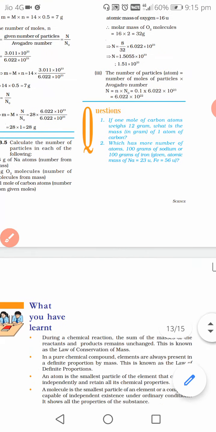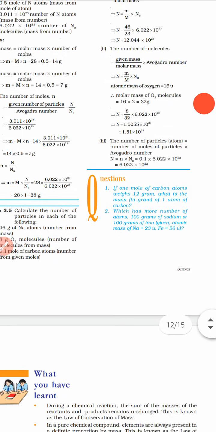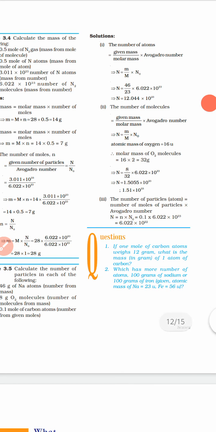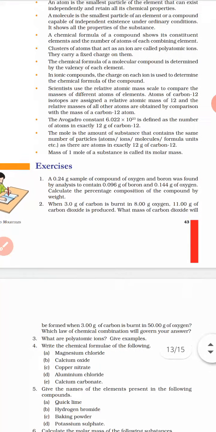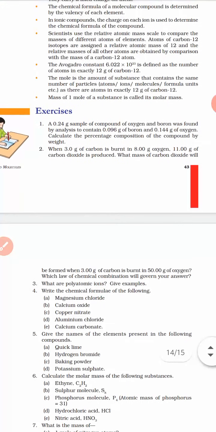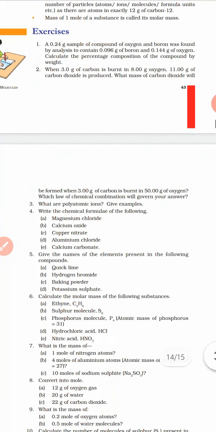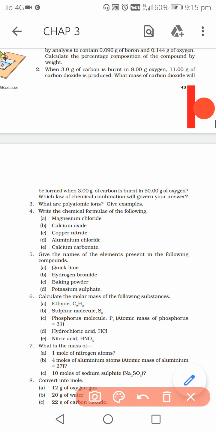So all the questions given inside your chapter, that much we discussed. Next class we will start the exercise questions, and there are some questions related to the mole concept. When we solve those questions, this mole concept will be more clear to us. Okay, thank you.